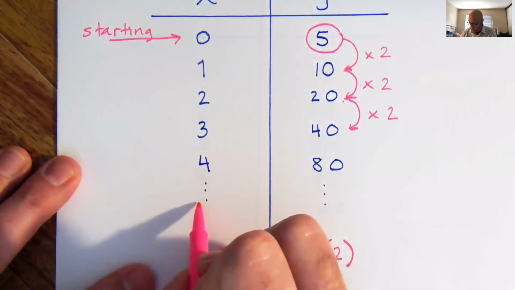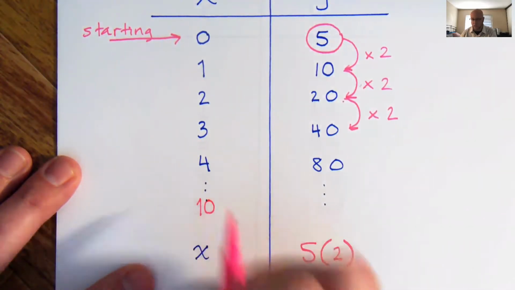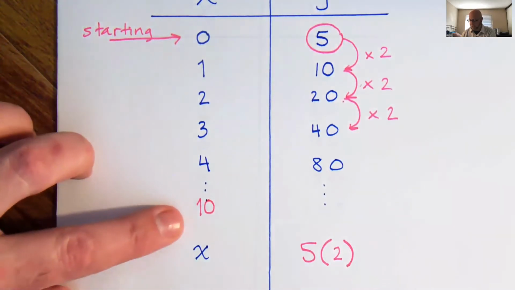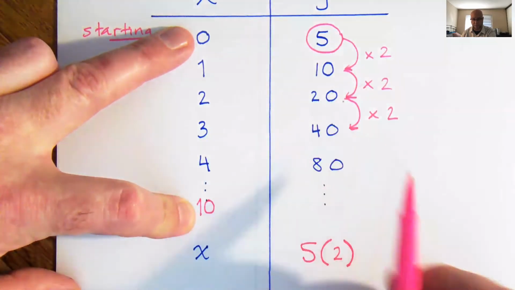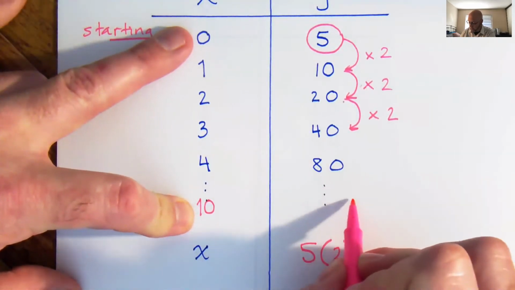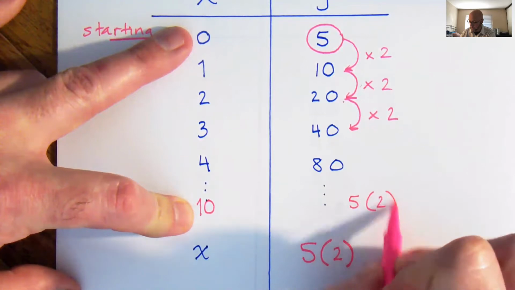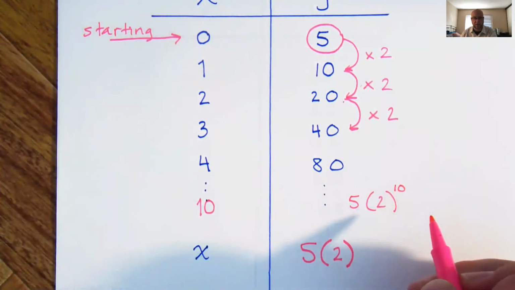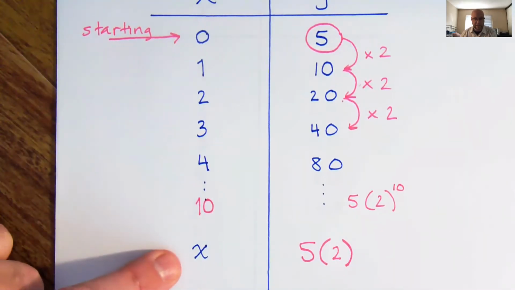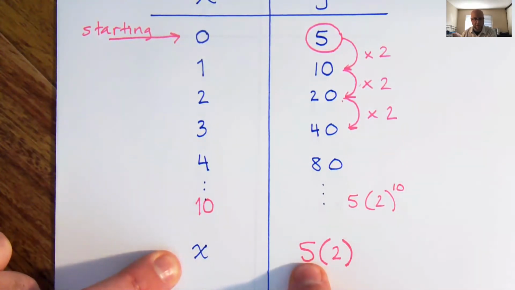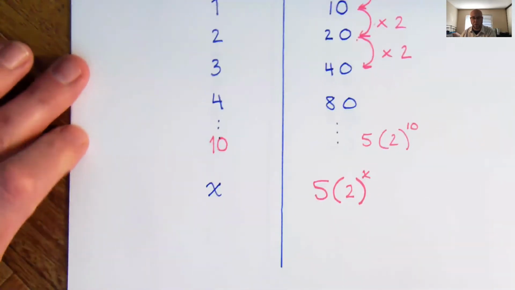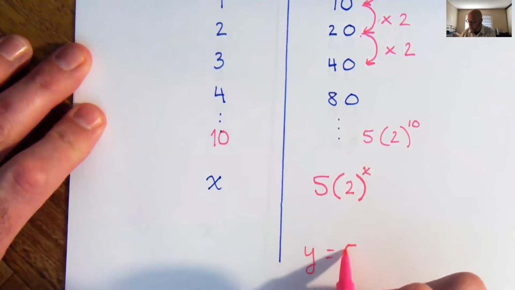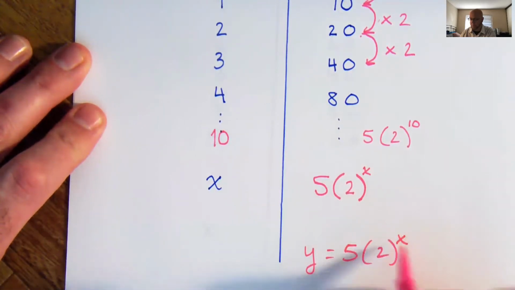So for instance, if I wanted to know what the output value was when x is 10, since we started at 0 and 5, we would have to double 10 times. So this value would be our starting number times our multiplier raised to the 10th power. And we can generalize that to say, therefore, for any number, input x, we would have to start with our starting number and multiply by our multiplier x times. So we'll have this as our equation for this number pattern.